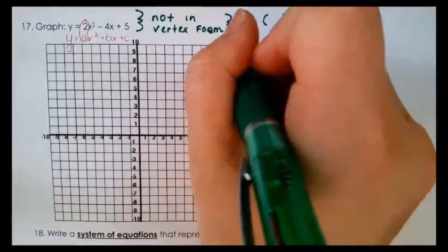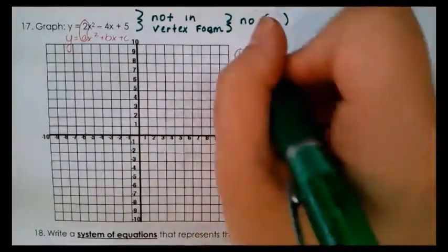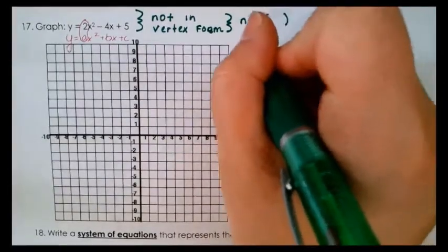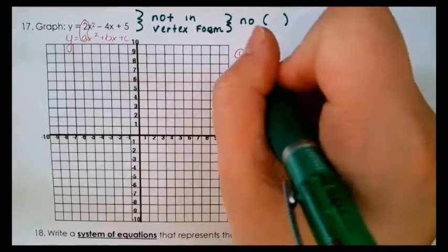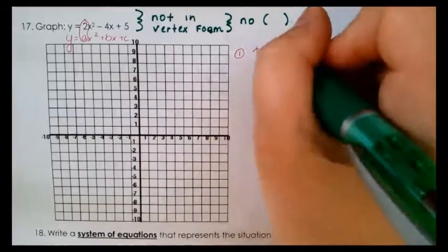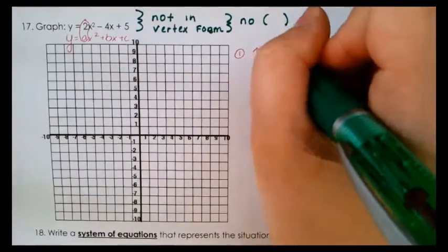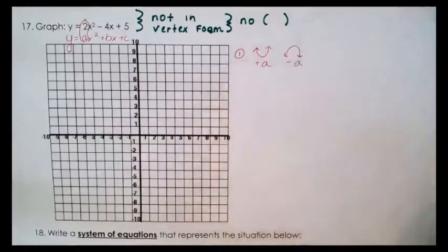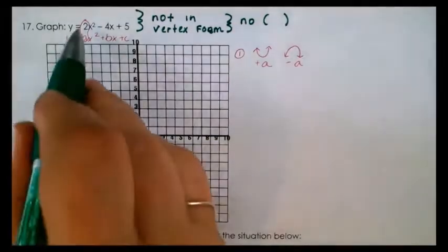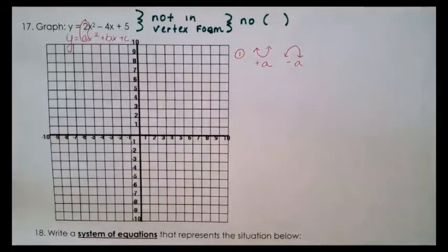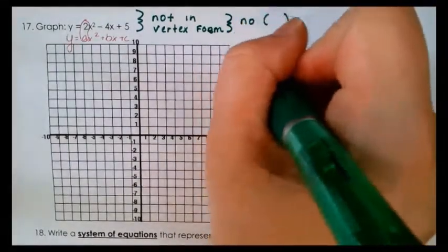So step 1, I'm going to look at the a value, and it's going to tell me, is my function going to open up? That's if I have a positive a. Or is my function going to open down? And that's if I have a negative a. Now, looking at it, I have a positive 2. So I'm going to have a parabola that's going to face up.